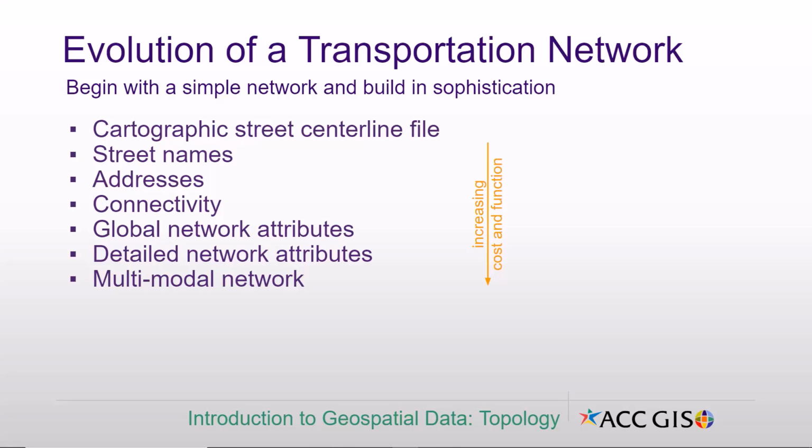The next step would be to add connectivity and global network attributes that allow us to route across a transportation network. And then we can create more detailed network attributes so we have a more descriptive model, or even add additional modes of transportation to create a very sophisticated transportation network. So it's much cheaper just to create a cartographic street centerline file, but it doesn't have as much function. It is much more expensive to create a multimodal network, but it has a lot more function associated with it. So it just depends on what your purpose is, and what you're trying to accomplish is going to drive what type of transportation network model you build.